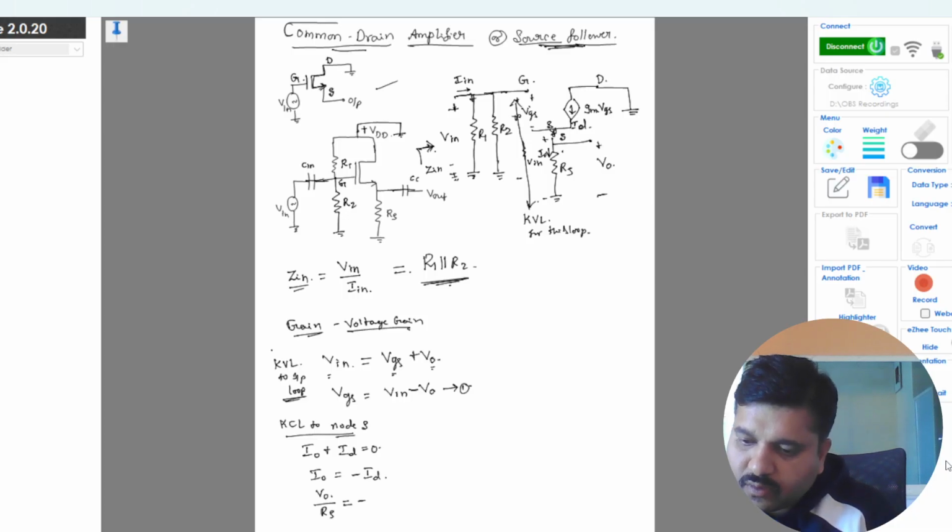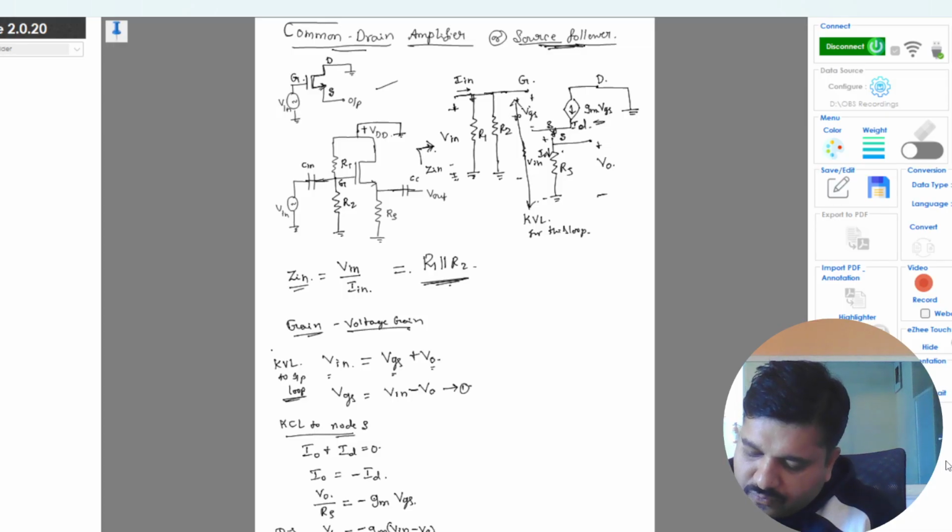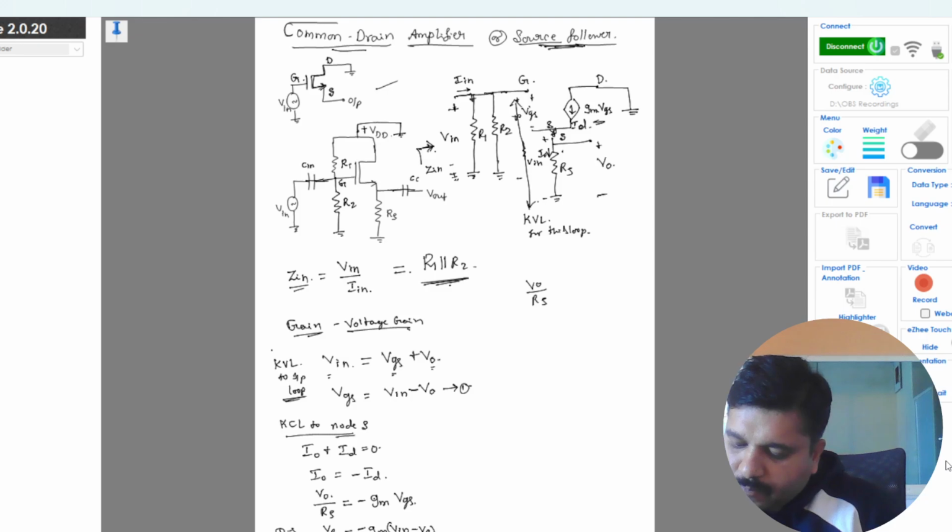I can write it as what? I can write it as GM into VGS, the current GM into VGS. So here in this case I can write GM into VGS as, from equation 1, VGS is Vin minus V0, so GM into (Vin minus V0), and V0 by RS. So taking this V0 on the left side, V0 by RS, V0 plus RS, I get V0 by RS is equal to V0 plus ID.